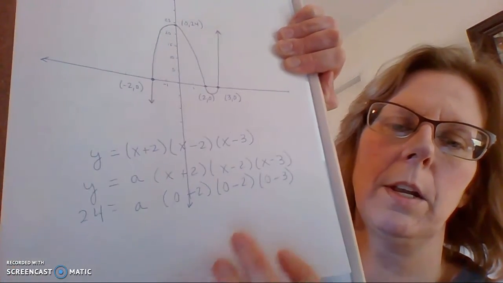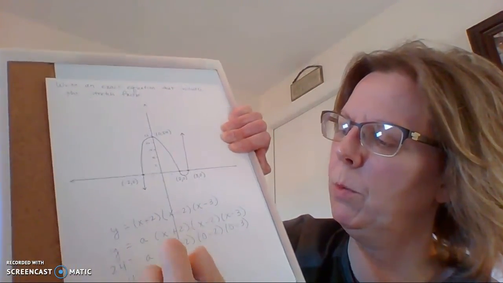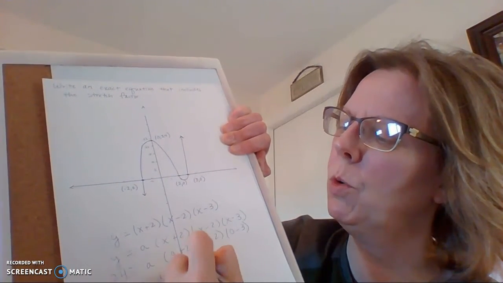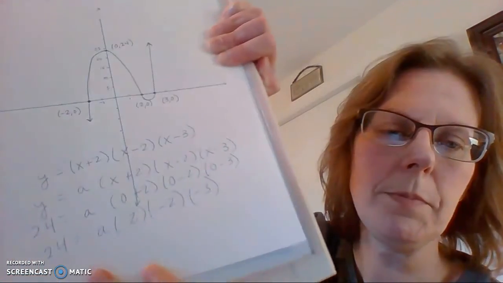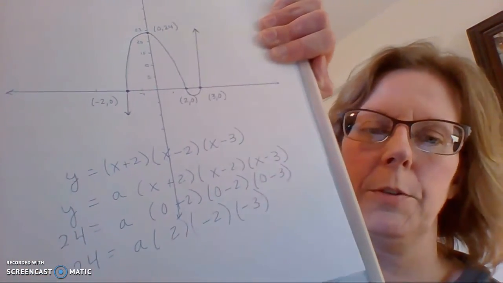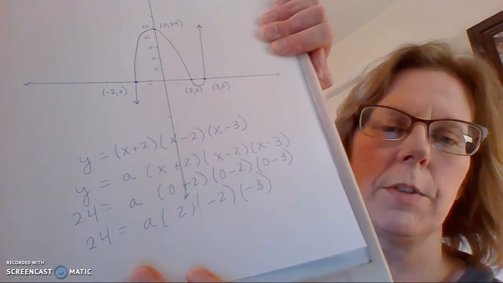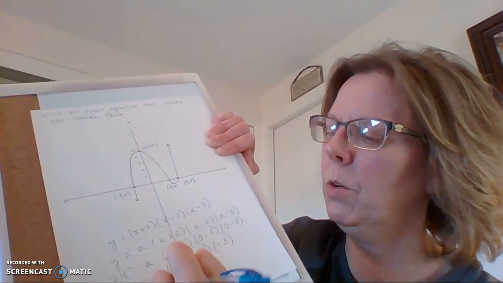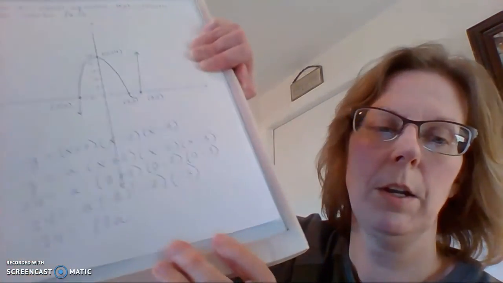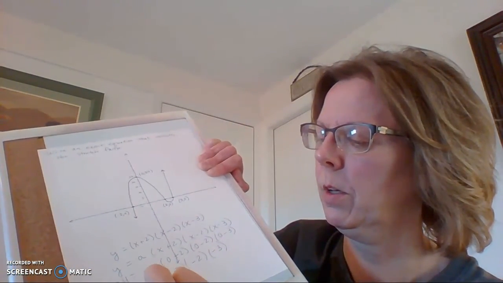So if I go ahead and simplify all of these on the right side, I have 24 equals a times 2 times -2 times -3. And if we do all our math over there, I'll have 2 times 2 is 4, times 3 is 12, negative times negative is a positive. So 24 equals, I'm going to go ahead and flip it around right away, 12a, so a is 2.